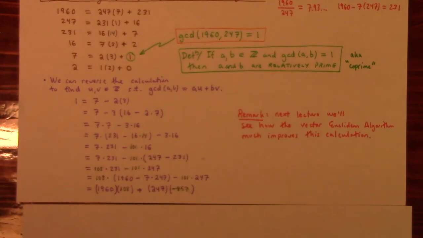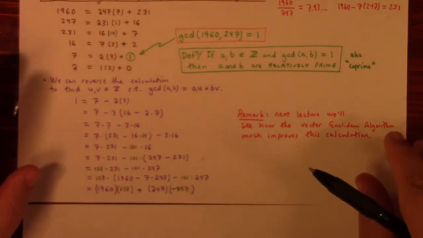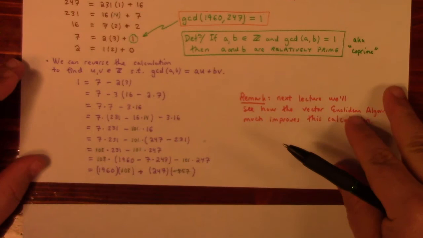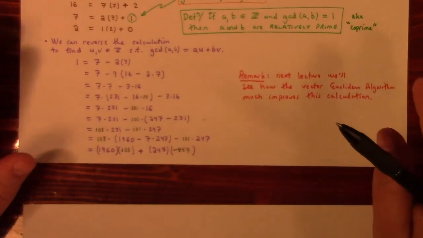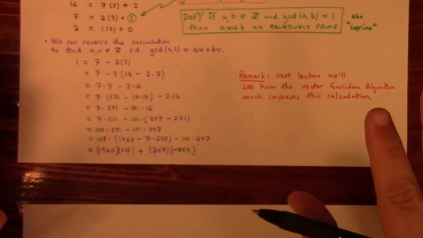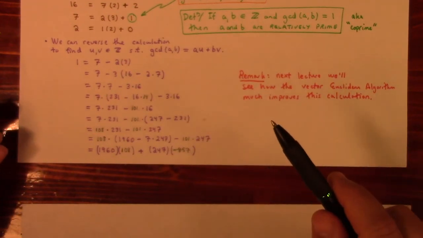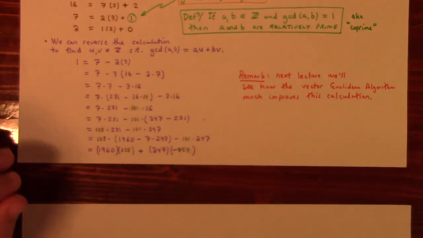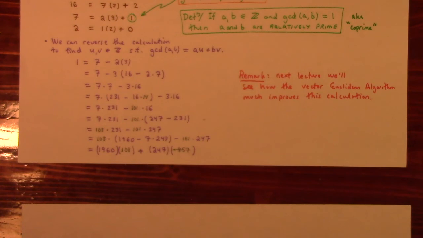Now, please don't try to understand what I just did carefully. I mean, you can if you want to, but there's a much better way to do this called the vector Euclidean algorithm, which we'll cover in the next lecture. And also, if you're allowed to use technology, right, let me show you another way.